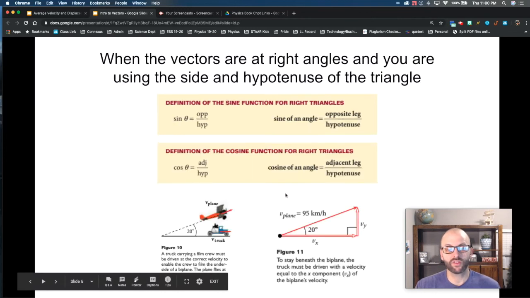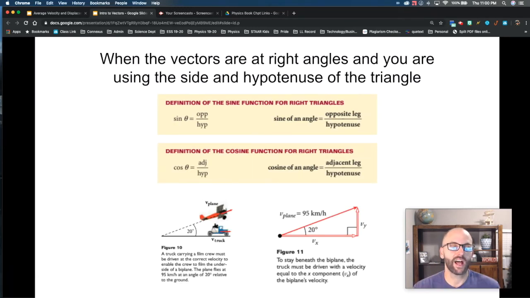Now there's more than just the tangent function. There's also the sine and cosine functions if you know the hypotenuse. You already know the resultant vector, but we want to break it into components. We want to know what was the vertical change or what was the horizontal change. This will become very important when we talk about projectiles.